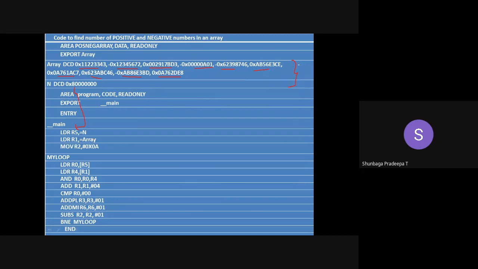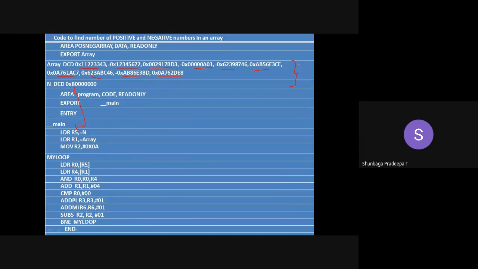8 followed by 70. And R1 is equal to array, which means the base address of this array will be loaded in my R1 register. Okay. And R2 is loaded with A, which means it is 10, the number of elements. So R2 contains the number of elements in the array. So I will start with loading the first data first.